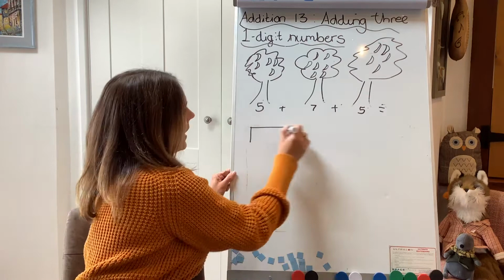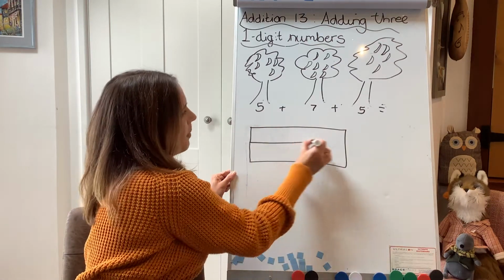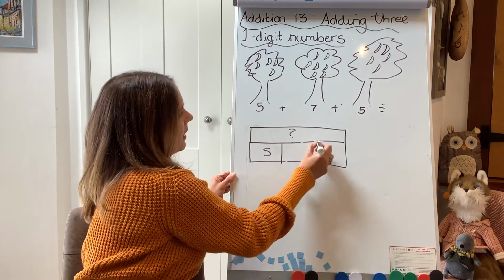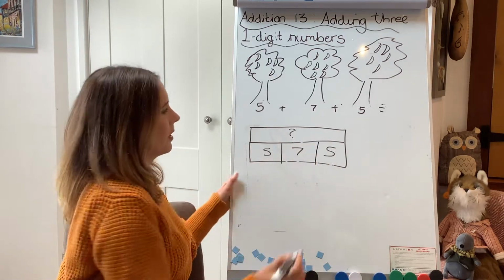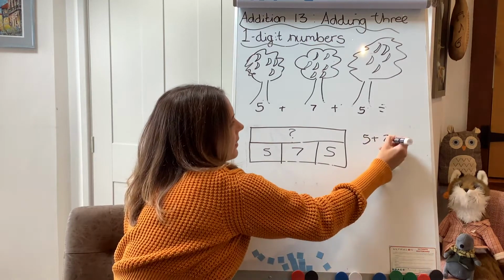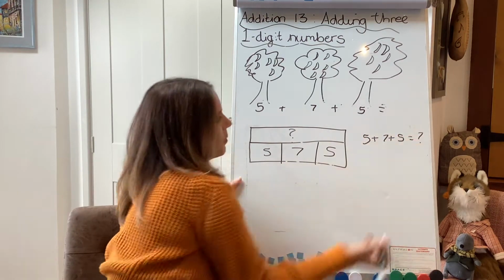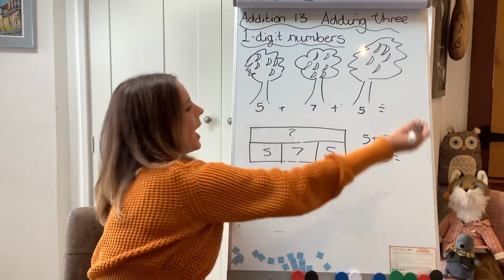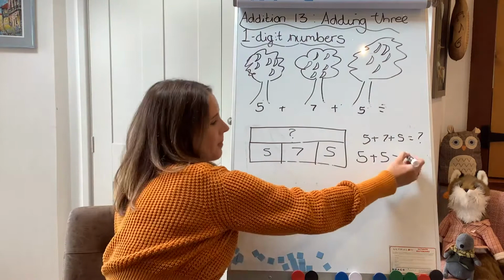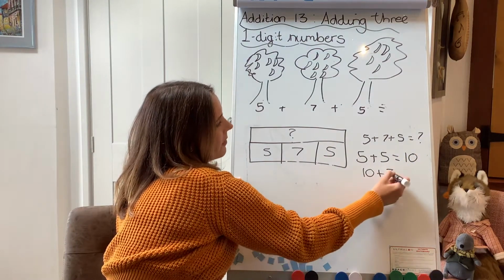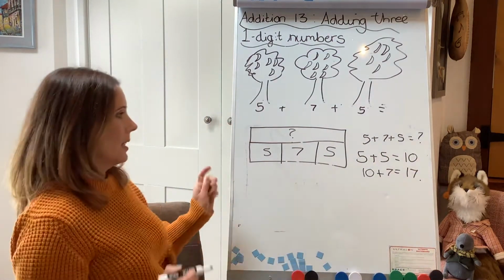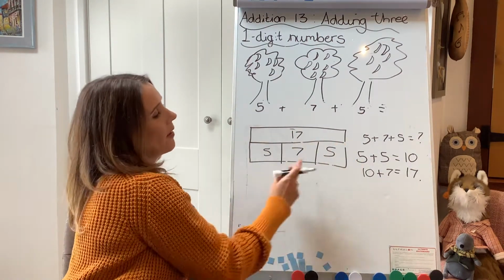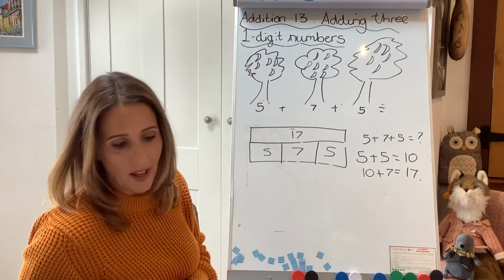Well, we want to find out what we've got all together, so we can use a bar model. What we're trying to find out, well, what is 5 and 7 and 5? So we're doing 5 add 7 add 5 is equal to question mark. I'm going to add 5 and 5 first. I'm going to move it around. Why? Because 5 and 5 are number bonds that make 10. 10 add 7 is equal to 17, and we have got 17 is the same as, it's equal to 5, 7 and 5. Okay.